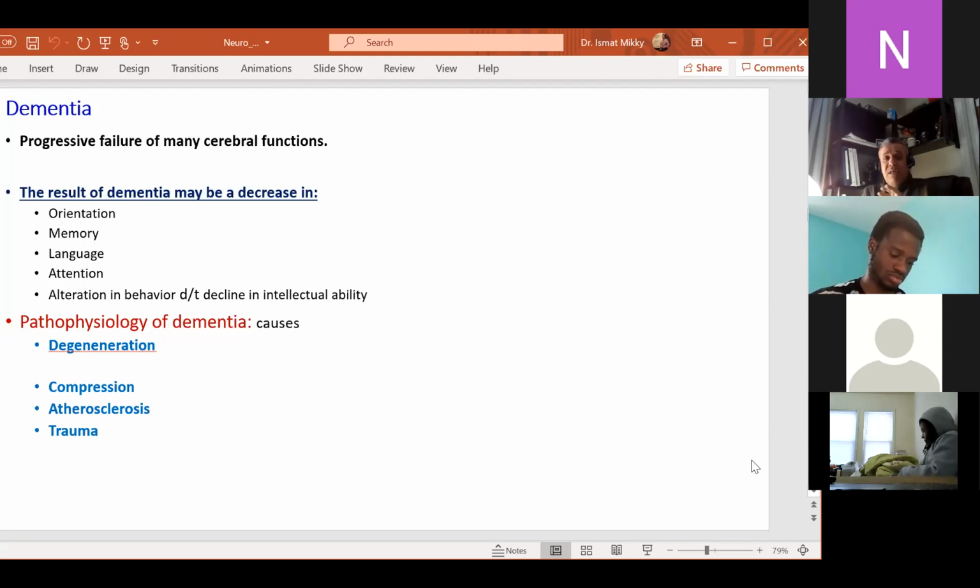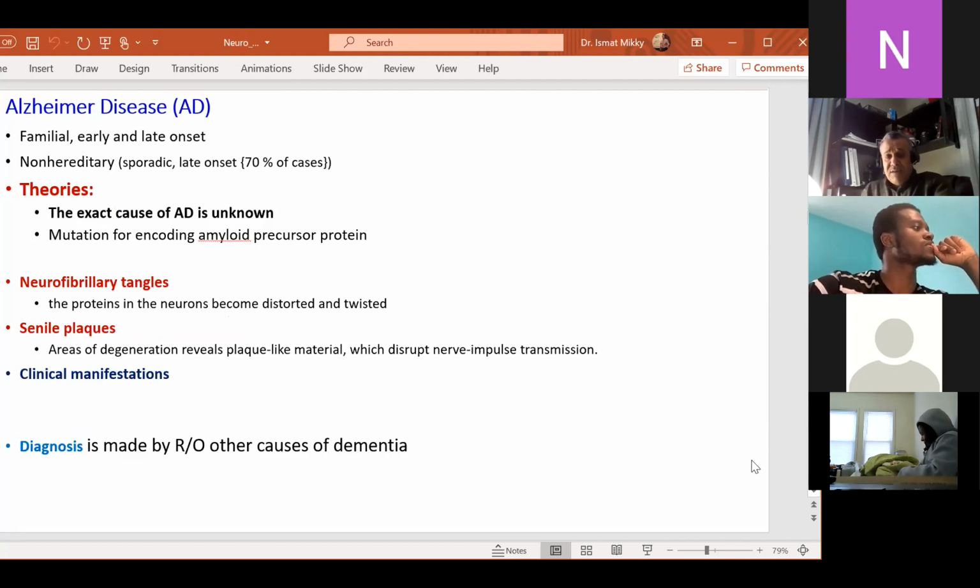So that goes under the degenerations and possibilities of the pathogenesis and pathophysiology of dementia: the genetic predisposition, Alzheimer's, Huntington's disease, and progressive dementia, and other factors as well, like compression on the brain, on the nerves and brain cells, or atherosclerosis or trauma. Alzheimer's disease.